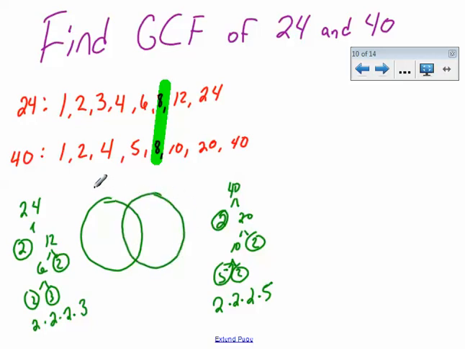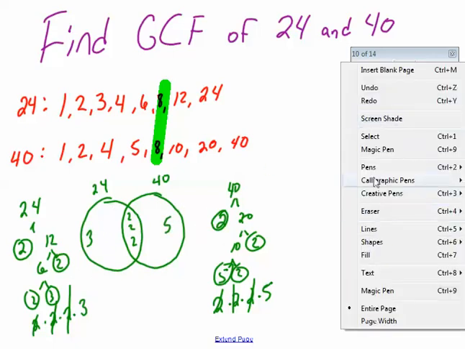Here's my VIN. 24, 40. Now I can see what they share. I see a 2 there, I see a 2 there, put a 2. 2 there, and a 2 there. There's another 2. The 3 they don't share, the 5 they don't share.